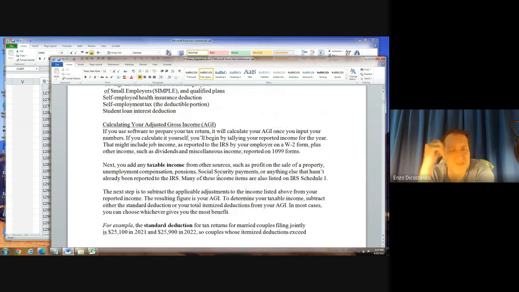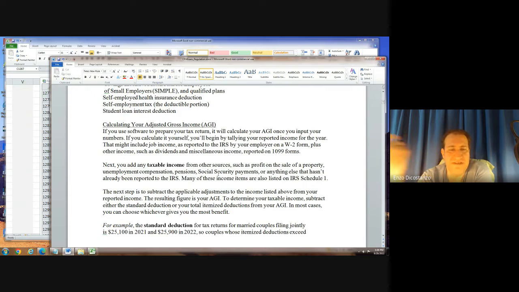Calculating the adjusted gross income. If you use software to prepare your tax return, it will calculate your AGI once you input your numbers. If you calculate it yourself, you'll begin by tallying your reported income for the year. The IRS uses the word income, but the accountant really says that's a revenue. What comes in the doors is really a revenue.